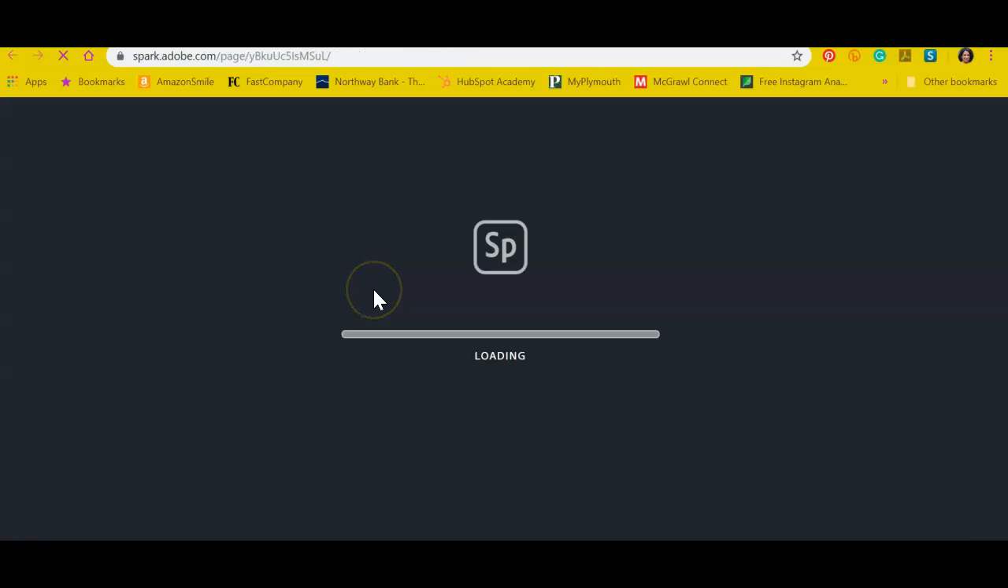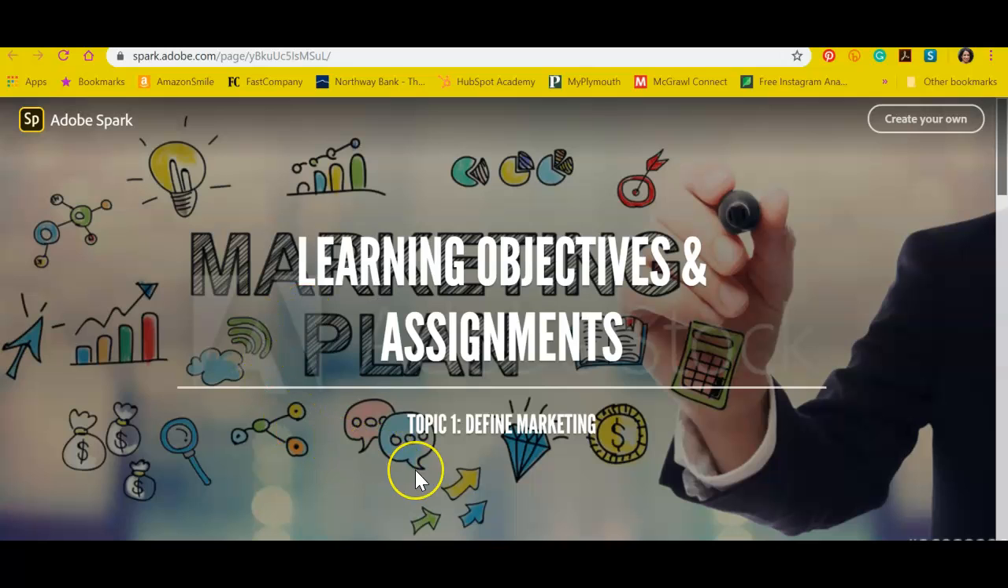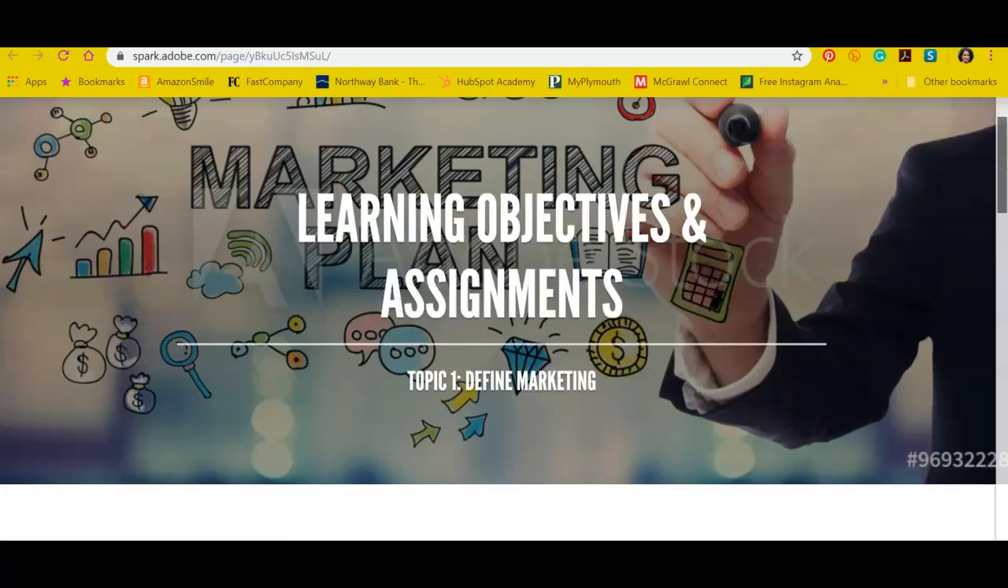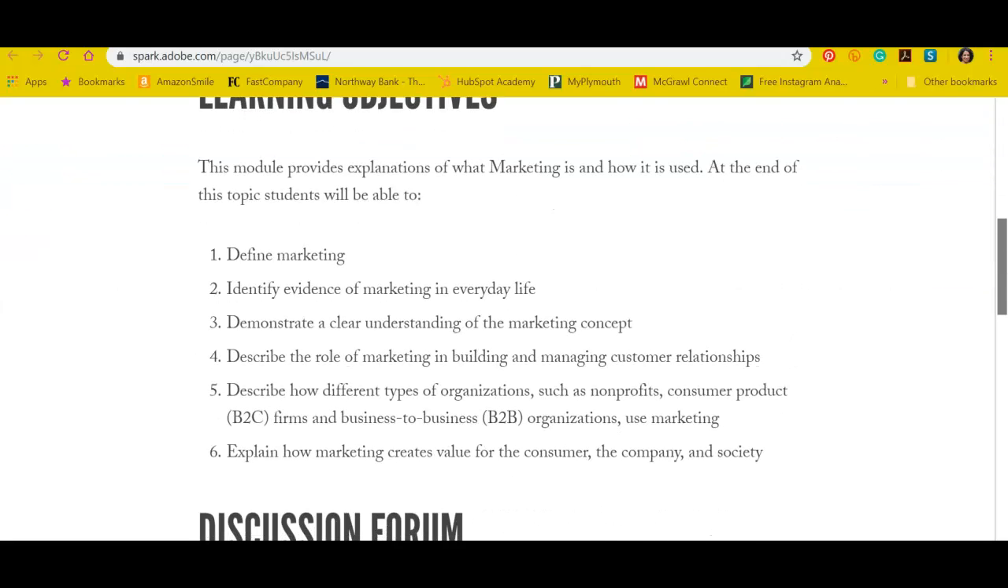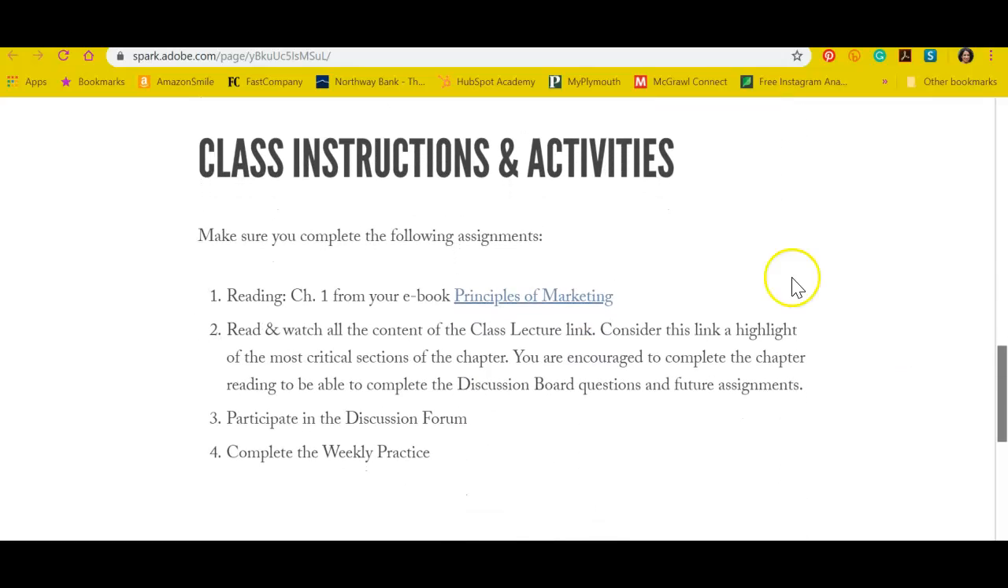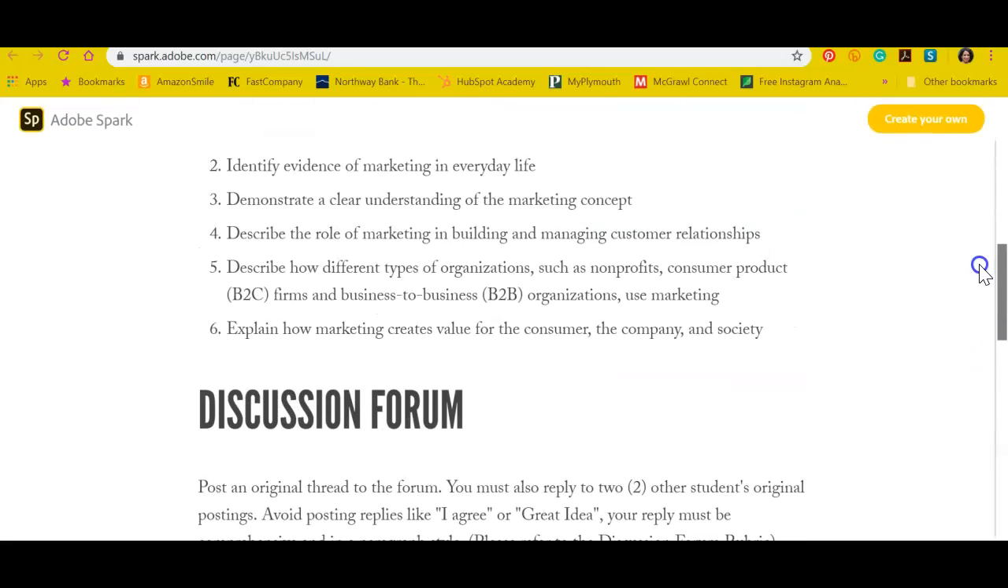You're going to have this link that is your topic and assignment. So you're going to have the learning objectives and what you have to do this week. This is sort of a checklist. Here are your learning objectives, the discussion forum, which are your instructions, and your class instructions and activities. So here I tell you what you need to complete. Read chapter 1, read and watch all the content of the class lecture, participate in the discussion forum, and complete the weekly practice. That's all you need to do this week.